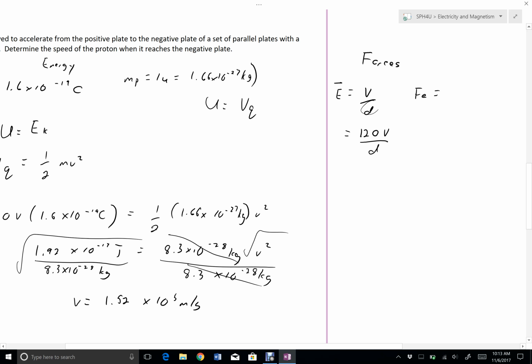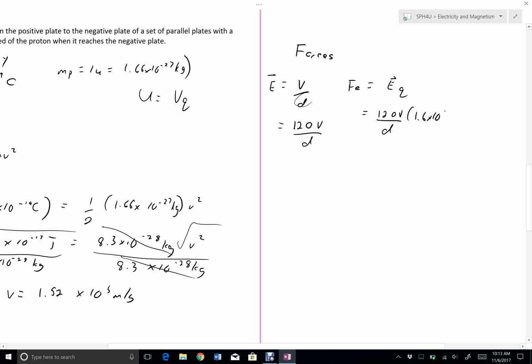So my electric force is going to be equal to EQ, which is going to be equal to 120 volts divided by D times 1.6 times 10 to the negative 19 coulombs. And so I'm going to get 120 times 1.6 times 10 to the negative 19, 1.92 times 10 to the negative 17 Newton meters. Okay? Now, per distance. So that's my force.